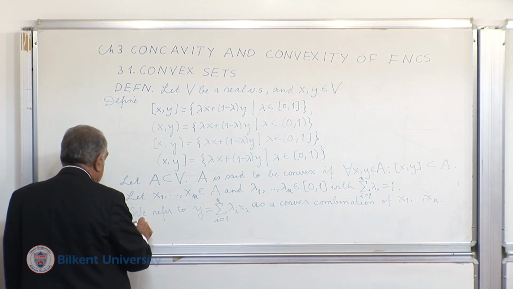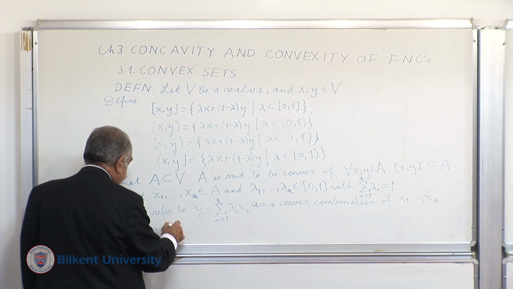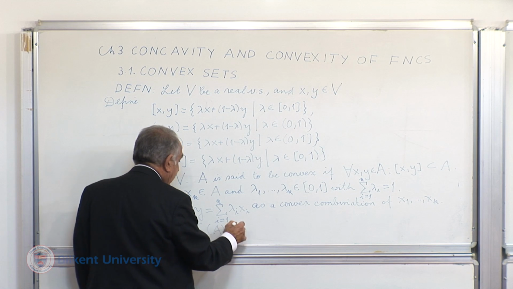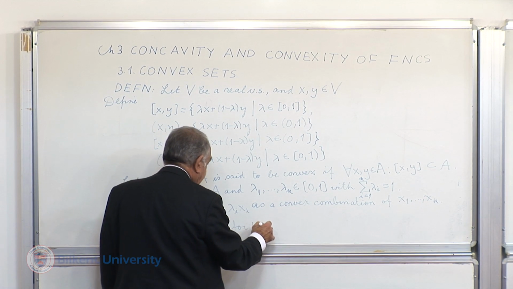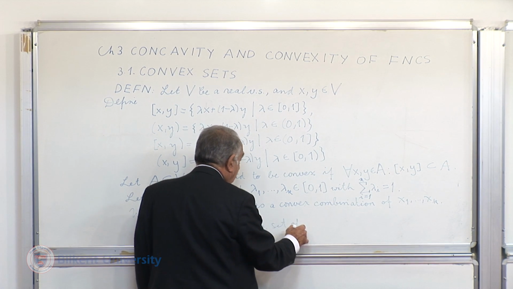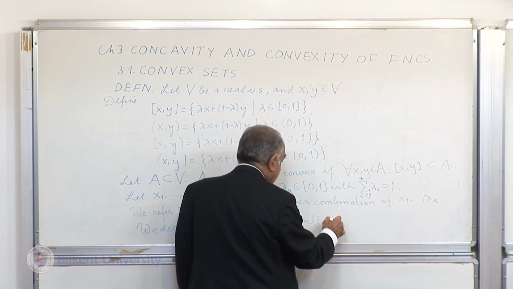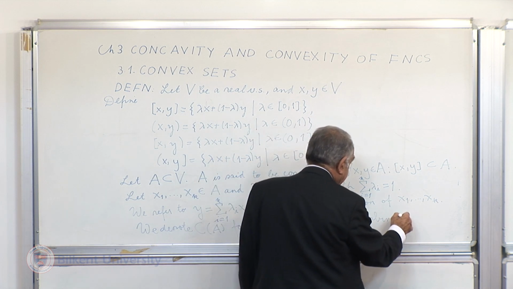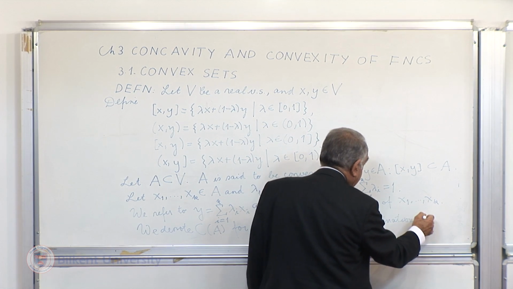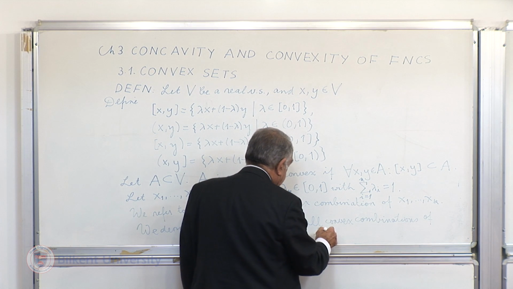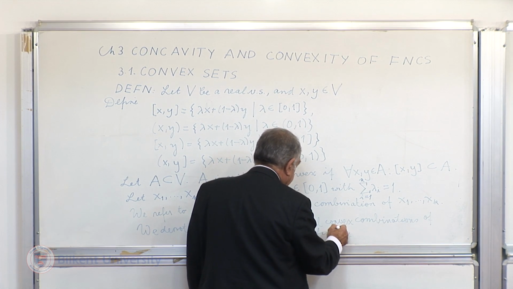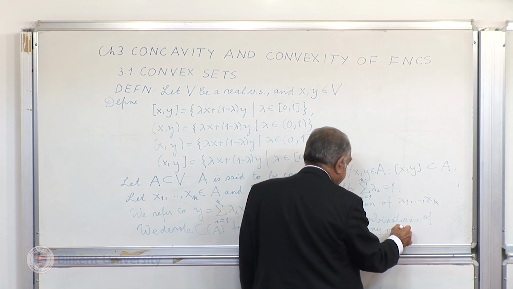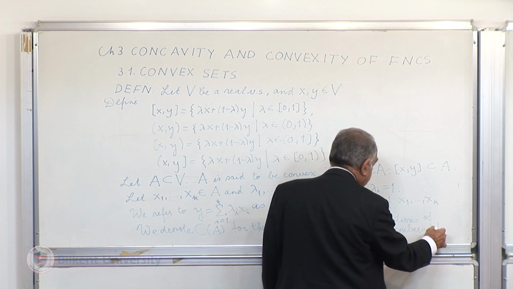Moreover, we denote C of A for the set of all convex combinations of finitely many members of A.